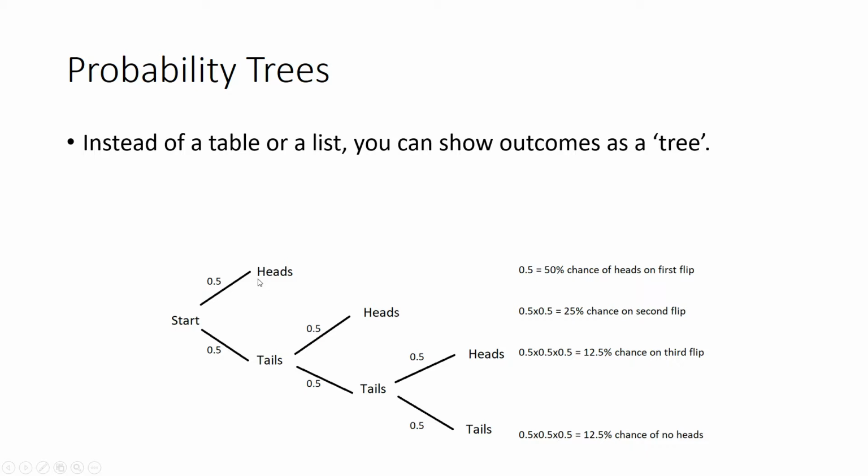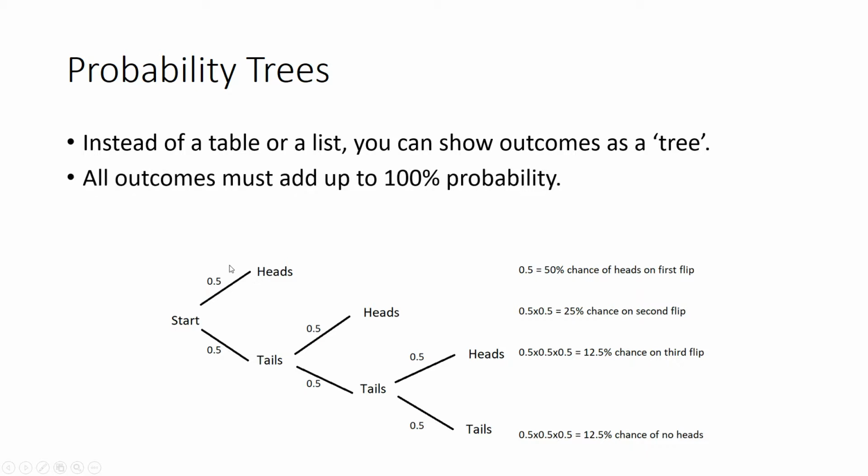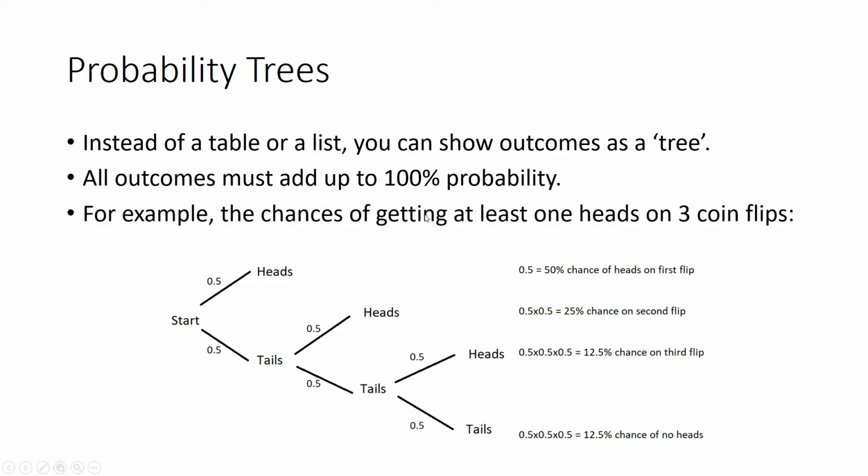The chance of getting heads on the first coin is 50%. Oh, by the way, all outcomes on this tree need to add up to 100% probability in total. For example, the chances of getting at least 1 heads on 3 separate coin flips. So you could get it on the first flip. That's a 50% chance, or 0.5 probability. The other 50% probability is you get a tails, so then you flip your second coin. You could get a heads again, 50% chance that way, or tails, 50%. And on your third flip again, 50% heads, 50% tails. But you multiply them together.